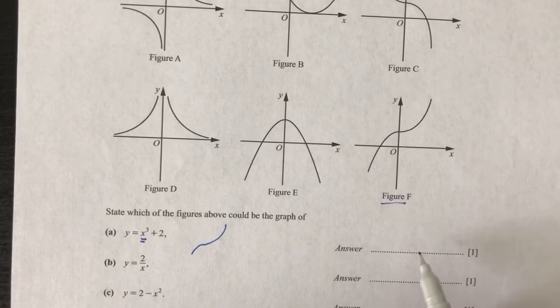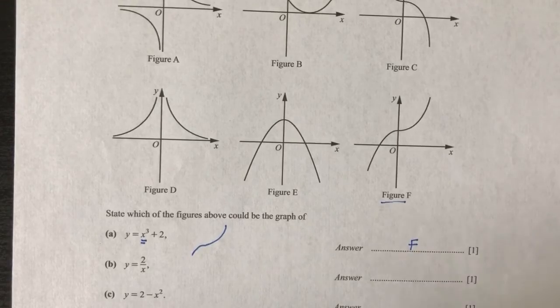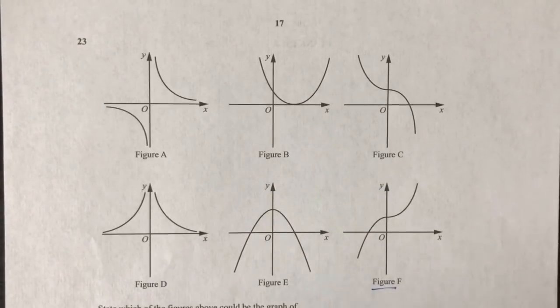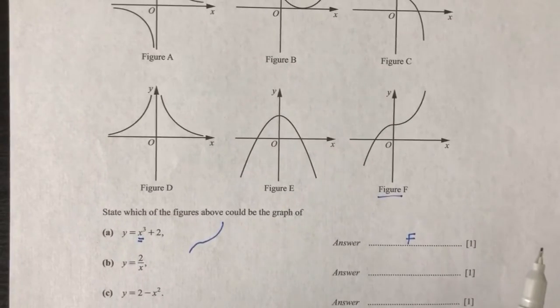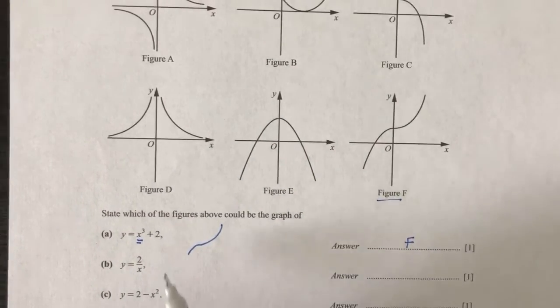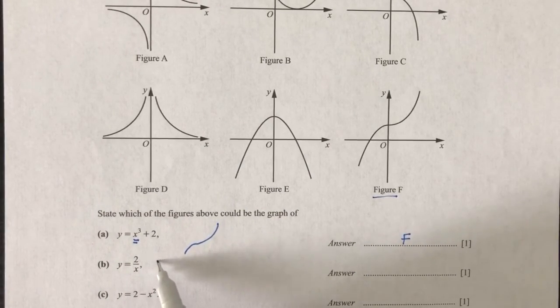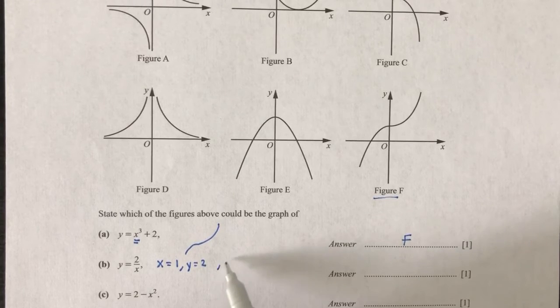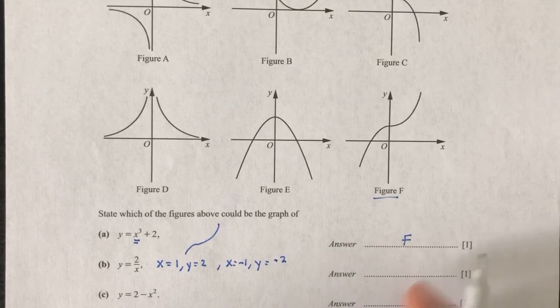So your answer will be F. So now for part B, we have y equal to 2 over x. So let's find the graph on this side. This one we can do by trial and error. Let's say, for example, if the value of x is 1, y will be 2. If the value of x is minus 1, y will be minus 2.